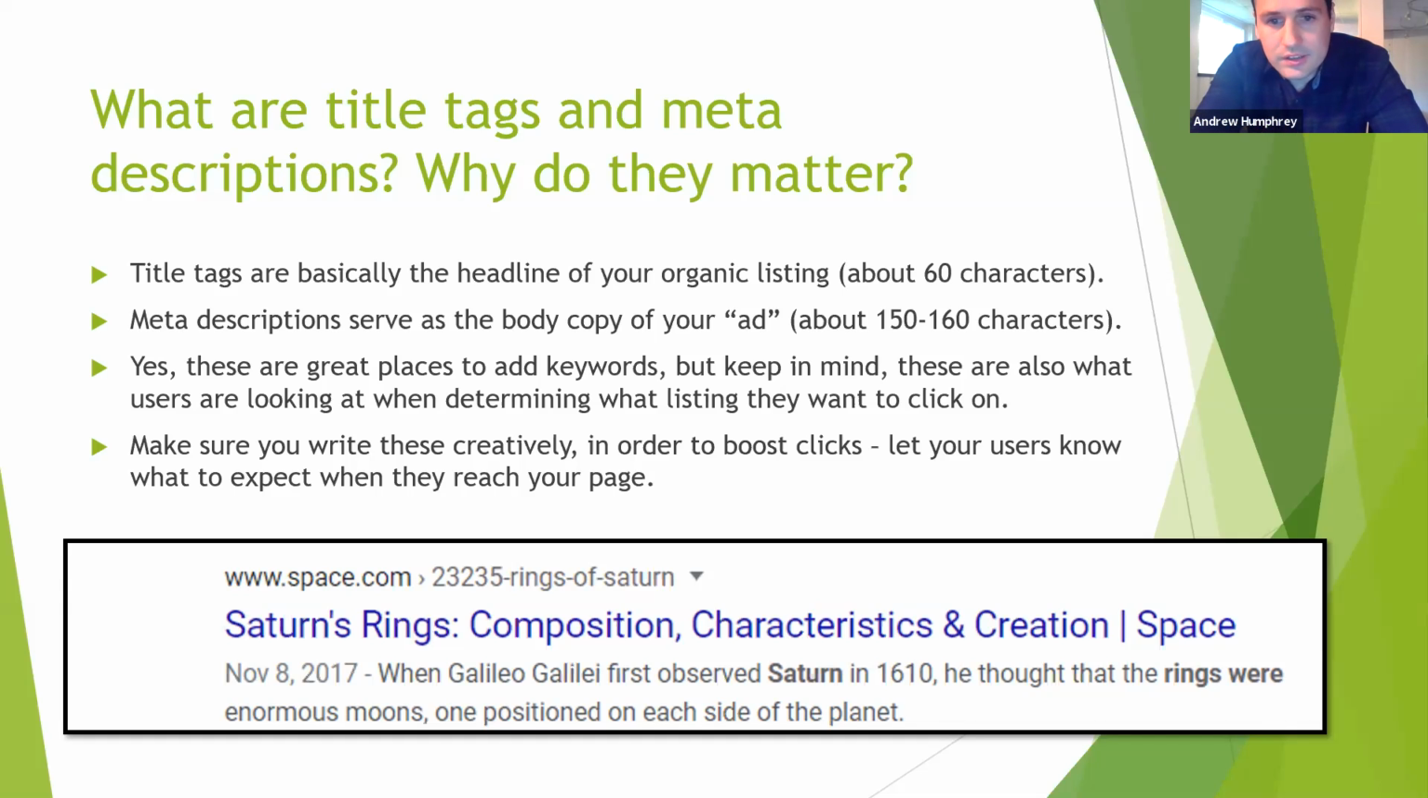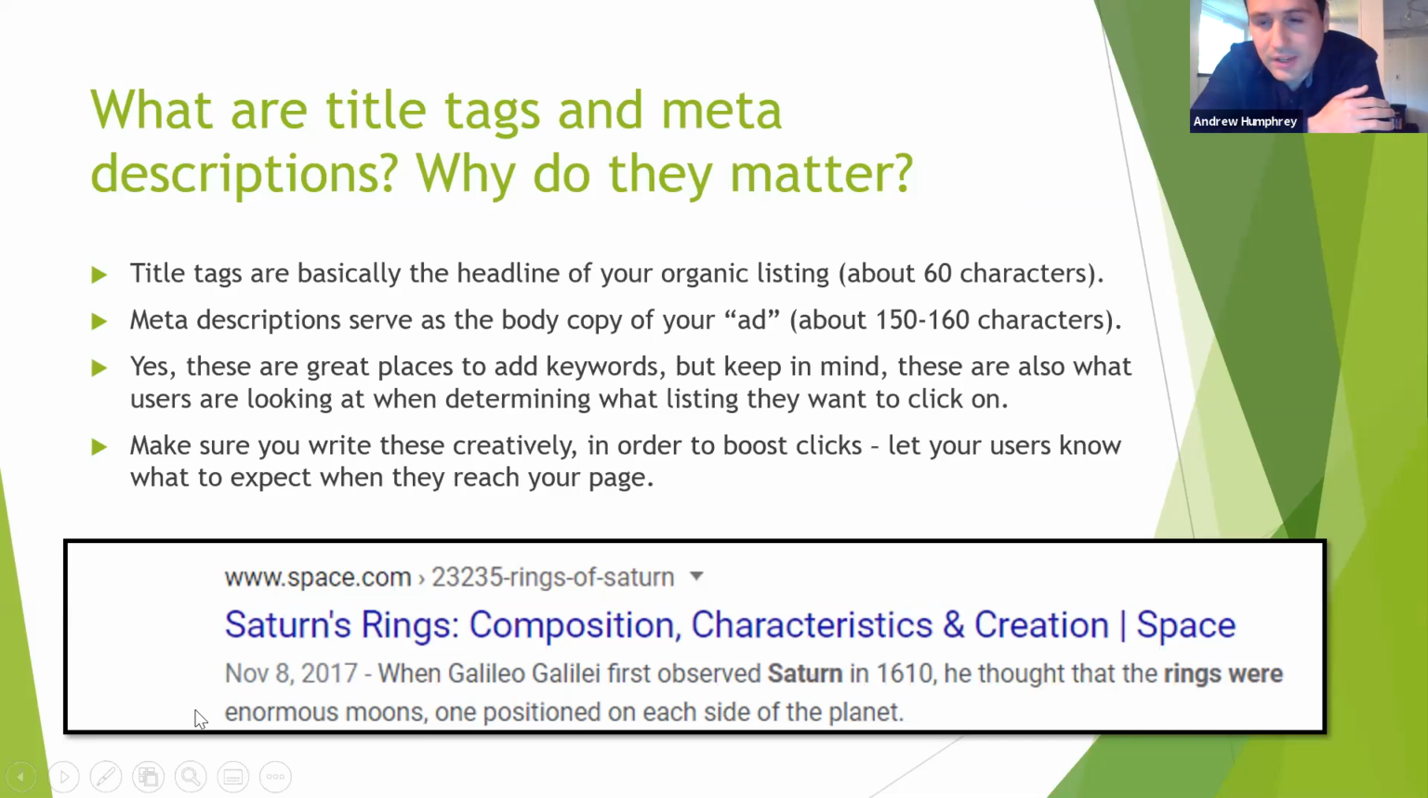There are some limitations in each one of these elements. The thing you can actually click on, that's your title tag. That's limited often to about 60-ish characters. Versus the meta description, which is more like the ad copy, if you will. You get about 150 to 160 characters there.